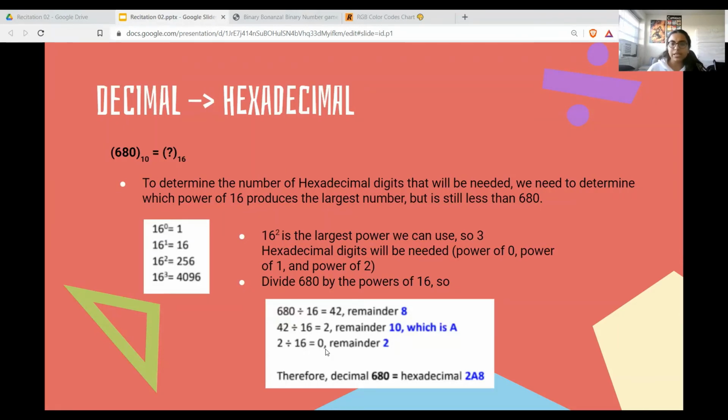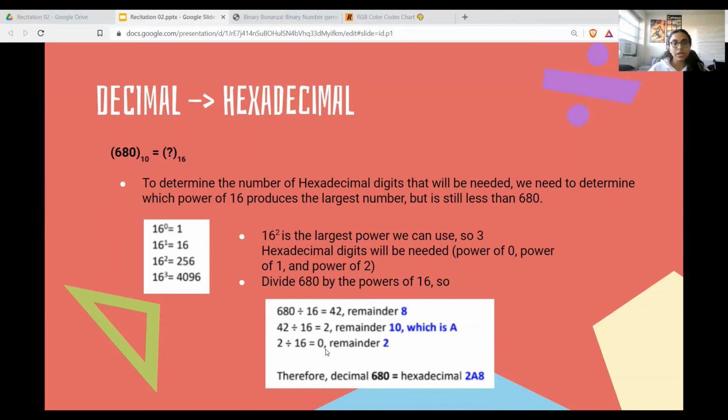So if we see, 680 divided by 16 gives a remainder 8. Then further division gives remainder 10, which is converted to the hexadecimal notation, and so on and so forth. So we have the remainder 8, then the remainder 10, which is written as A in the hexadecimal form, and then finally we get the remainder 2. Now again remember that the remainders are read from the bottom to the top, but they're written from left to right. So here we will have the hexadecimal representation as 2A8.